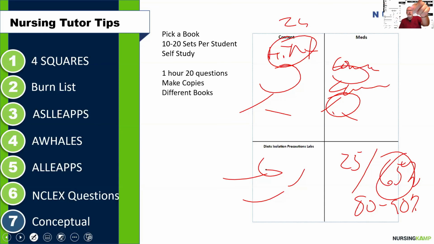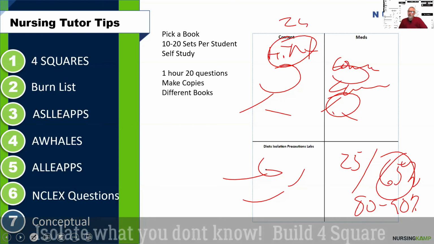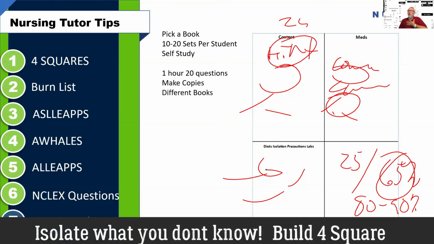I got A, I got A, I got B, I got A. Well, we all got A, you got B. So why'd you pick B, right? And now I'll tell you why I picked A. Why'd you pick A? Okay? You teach each other, and that's what you want to do.